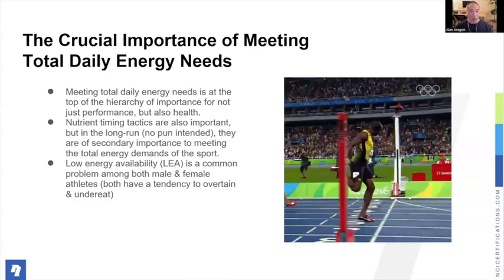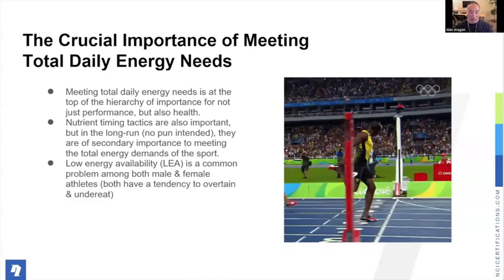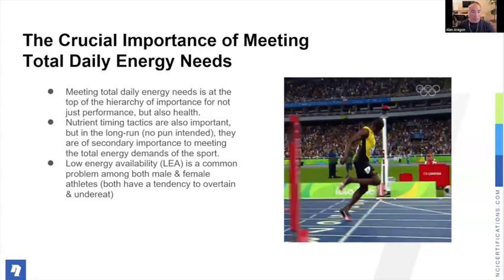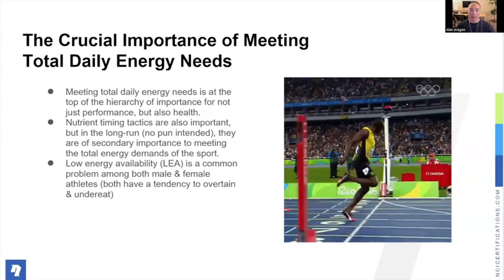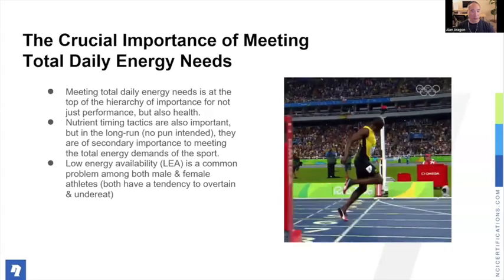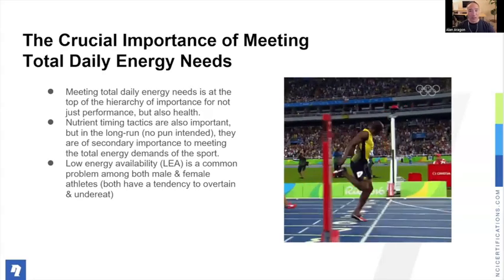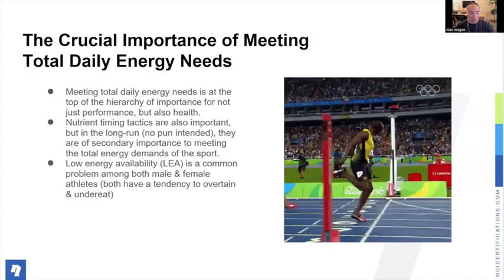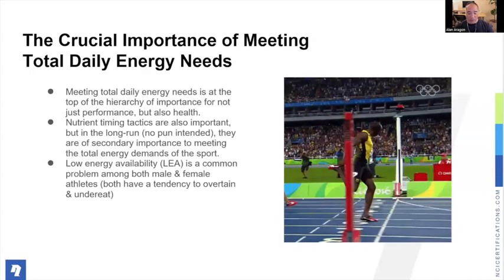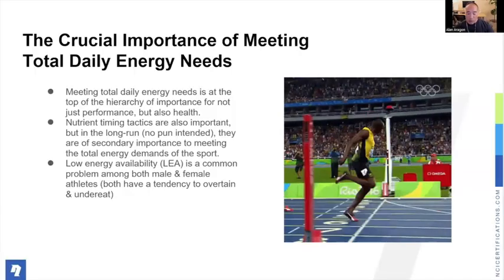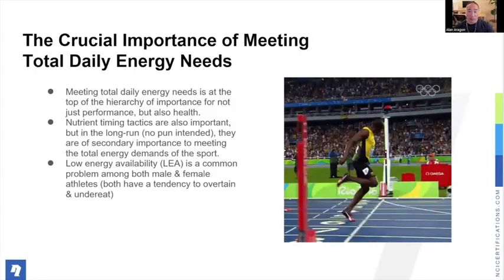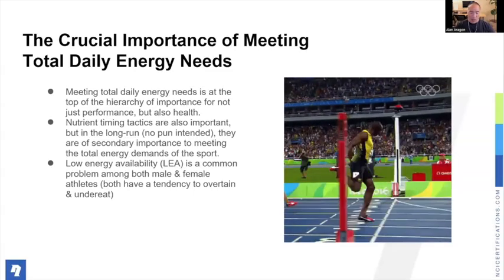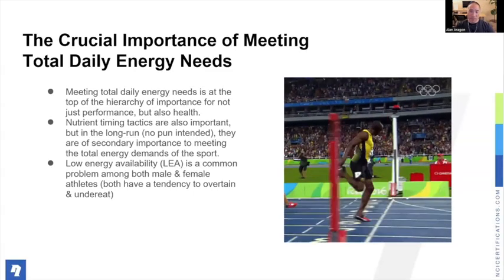So there's a phenomenon called low energy availability, and there is a substantial body of literature on that. And it's a common problem amongst both male and female athletes. Both of these populations have a tendency to overtrain and undereat and incur the adverse consequences of low energy availability that impact the hormonal systems as well as musculoskeletal systems. And it can end up being quite a mess for long-term health.